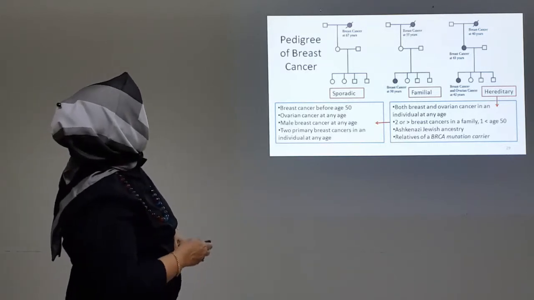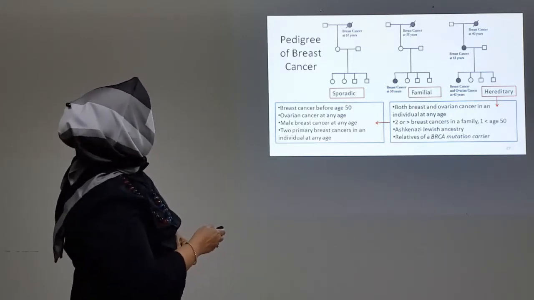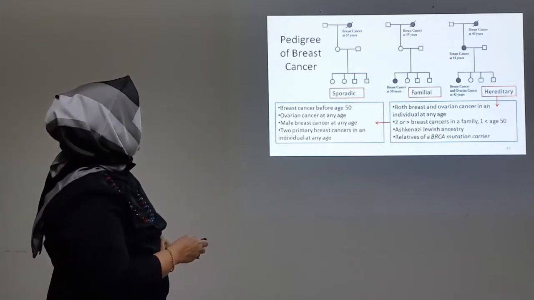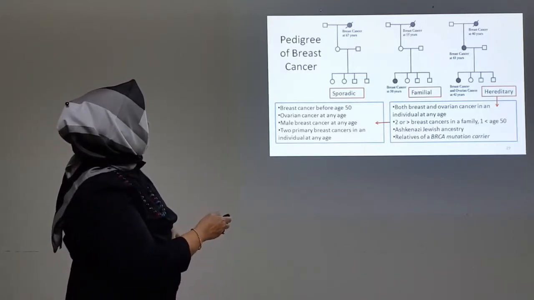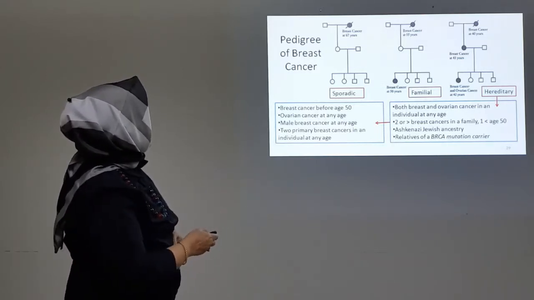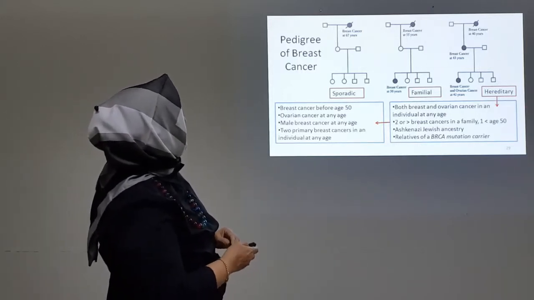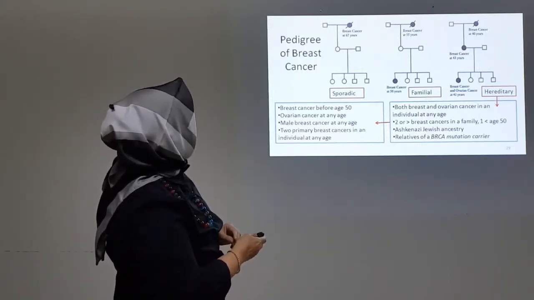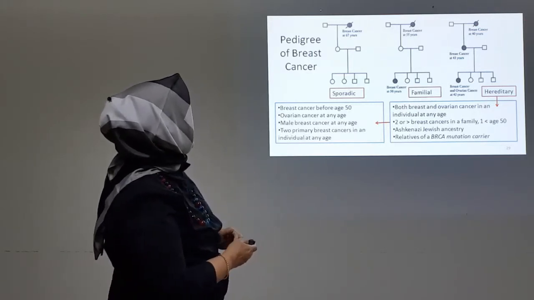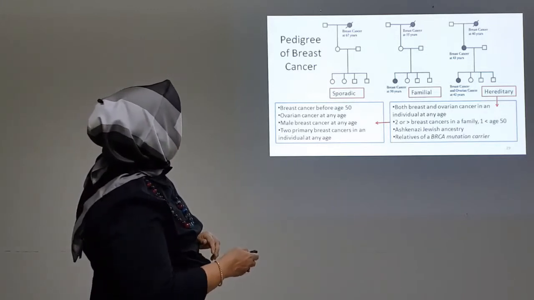And the next one, for the familial one, they get it younger than the sporadic one, at 55 years old, and the other one at 50 years old. And you see, not in every generation. This is the first generation and this is the next generation. And then the hereditary one, you see here, in younger life, 40 years old, they get breast cancer, and in every generation, so the pattern is like autosomal dominant. And this is for the hereditary one.